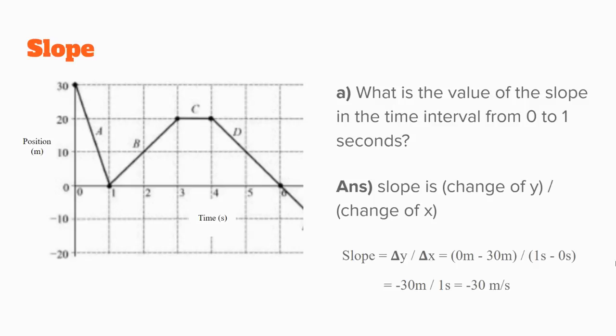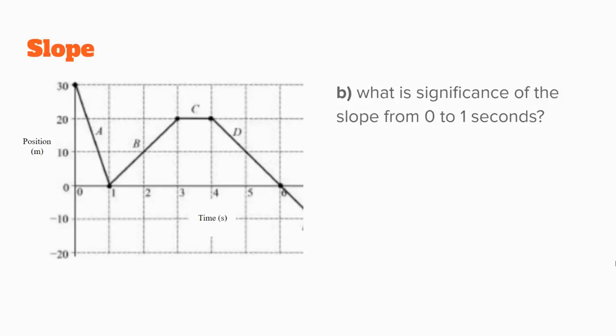So answers. Slope is change of y over change of x, also delta y over delta x. And here, change of y means final y minus initial y. So we can get 0 meters minus 30 meters. And again, delta x means final x minus initial x, and 1 second minus 0 seconds. And if you divide it, we will get minus 30 meters divided by 1 second, and as a result, minus 30 meters per second.